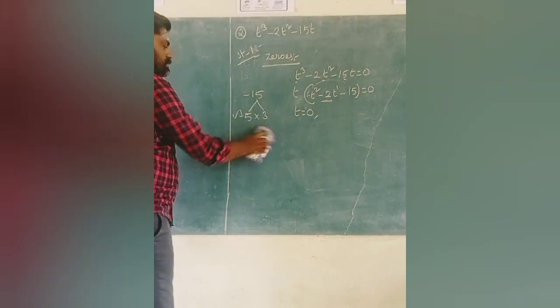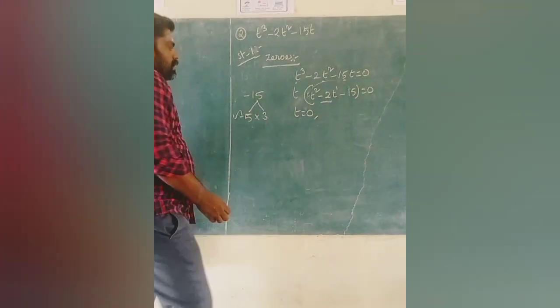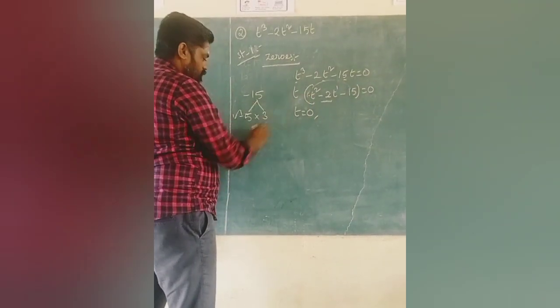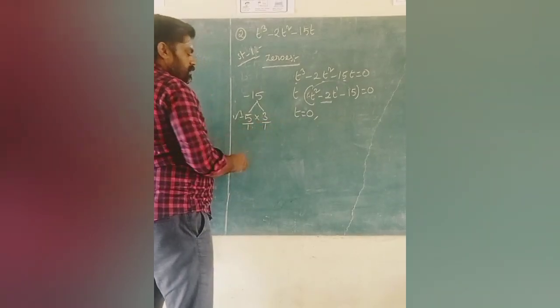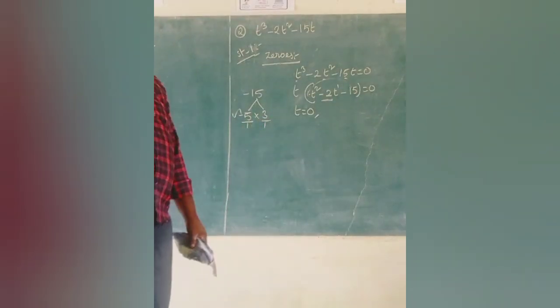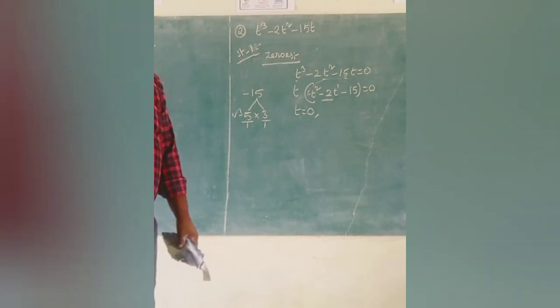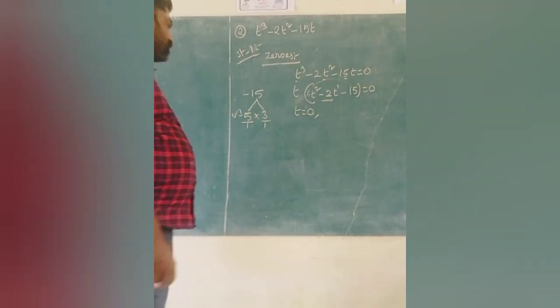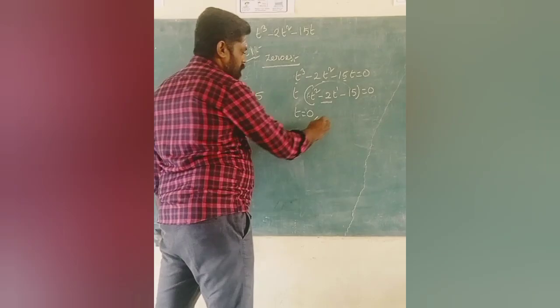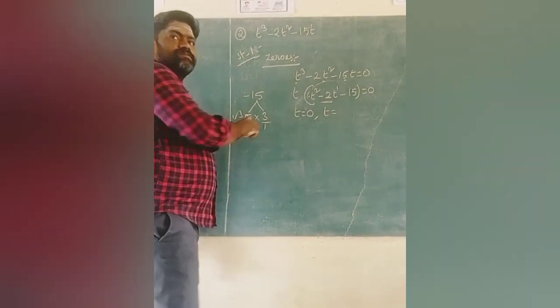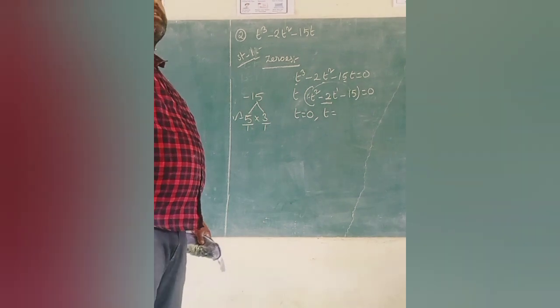Next, listen. Now, t square before what is there? 1 is there. So you can divide by 1. You can divide any numbers. If you divide by 1, you will get the same, isn't it? Then you can substitute. What is the t value? t is equal to minus 5 comes, how can you write the t value?